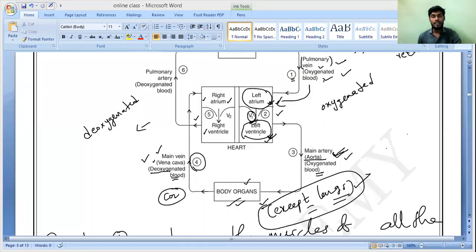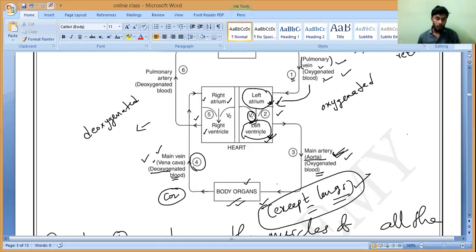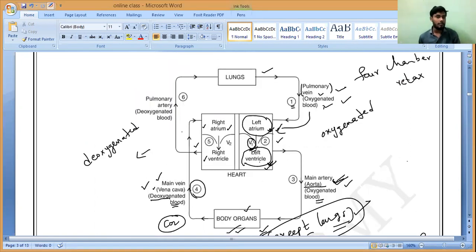When the atrium is relaxed, do you understand? Yes or no? Now, finally, deoxygenated blood has reached the right atrium. If the blood wants to pump into the right ventricle, does the right atrium need to contract or relax? Contract, sir.